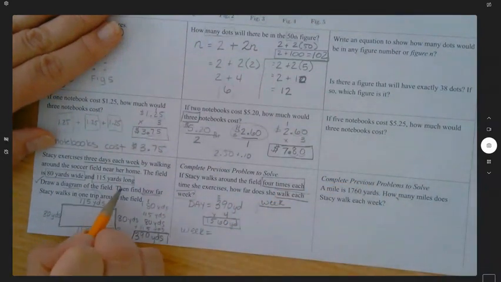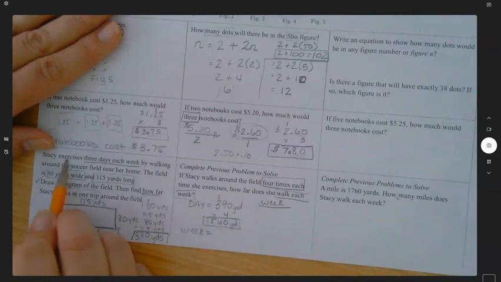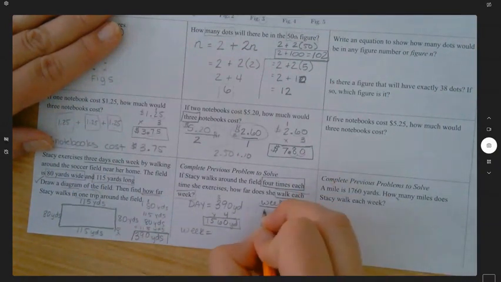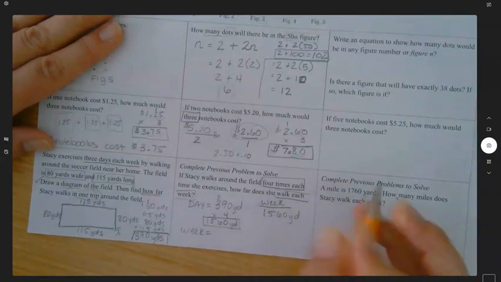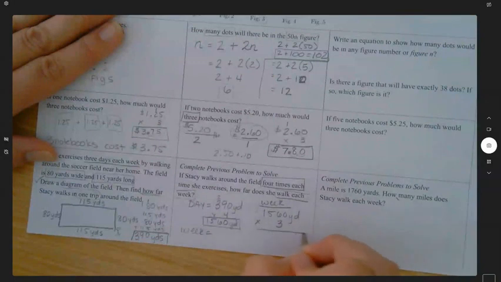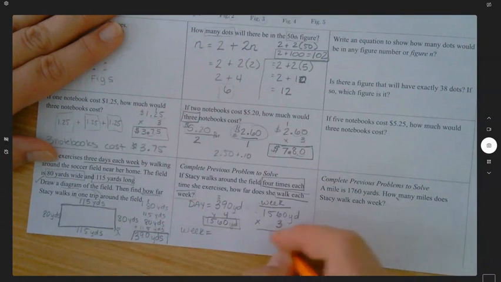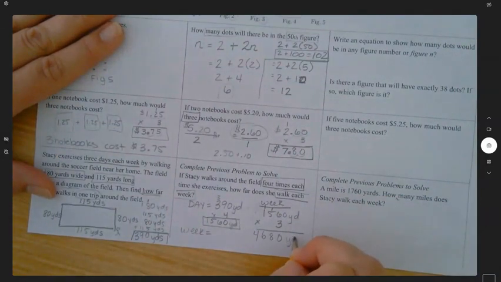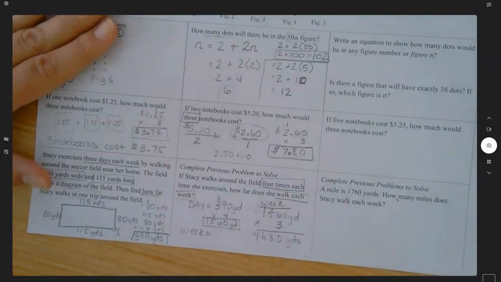And then we want to look at for the week, which I'll put that over here just because it's easier. And then if we go back to our original problem, we know that Stacy exercises 3 days each week. So if she walks this much each day, we're going to take that number and multiply it by 3 because she walks 3 days a week. So we have 3 times 0 is 0. 3 times 6 is 18. 3 times 5 is 15 plus 1. 3 times 1 is 3 plus 4. So total each week is 4,680 yards.